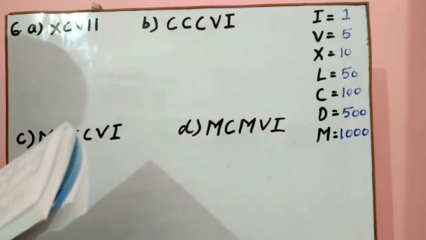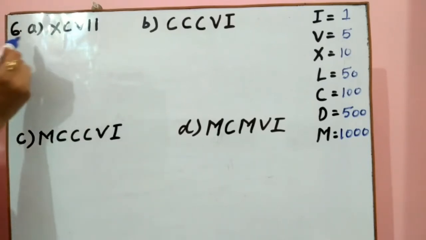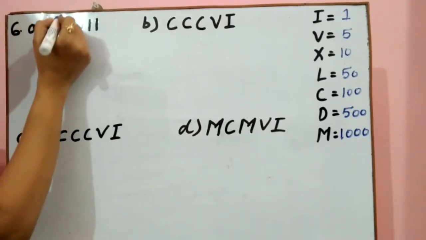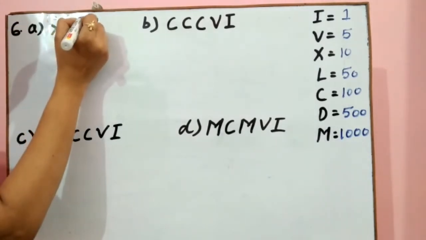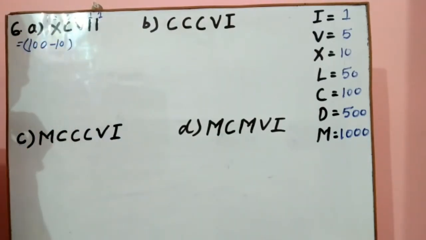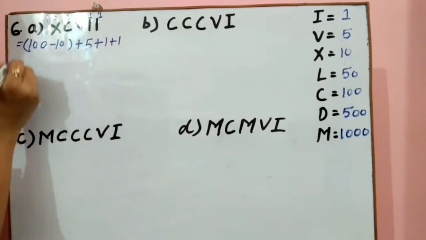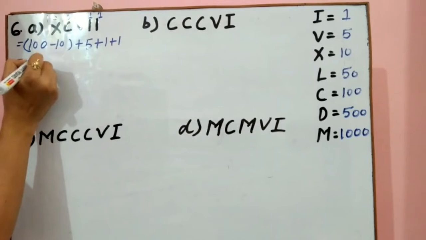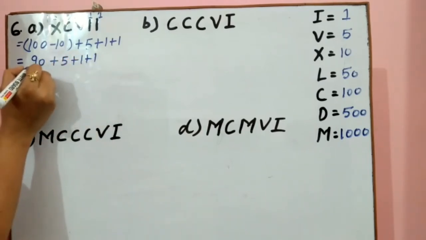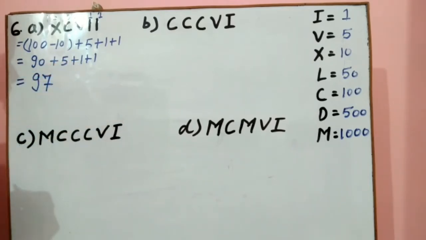Question number 6. Write the Indo-Arabic numerals for the following. First, A1 is XCVII. The value of X is 10, C is 100, V is 5 and I is 1. 100 minus 10, we will write in bracket, plus 5 plus 1 plus 1 is equal to 100 minus 10 is equal to 90 plus 5, 95 plus 1, 96 and plus 1, 97, and it is your answer.